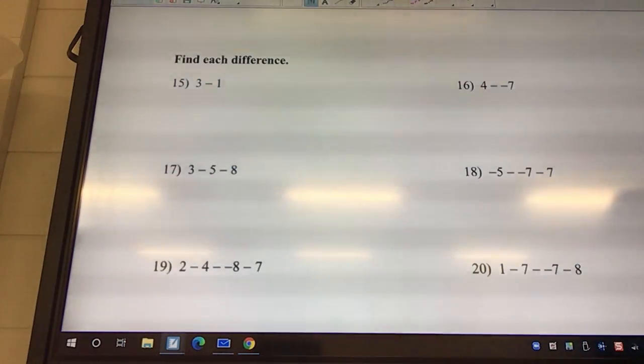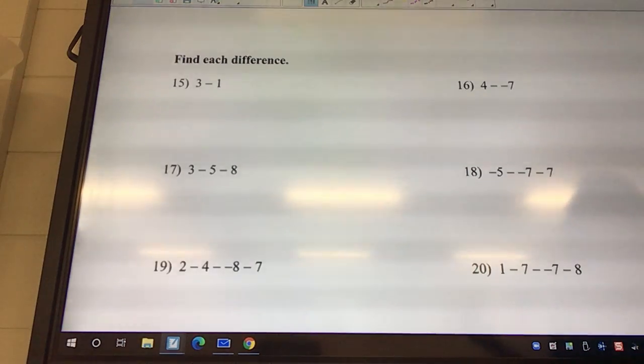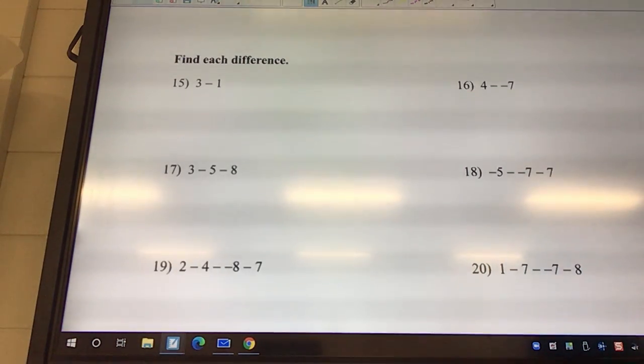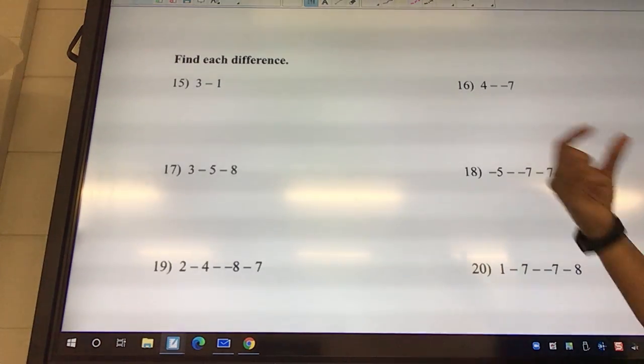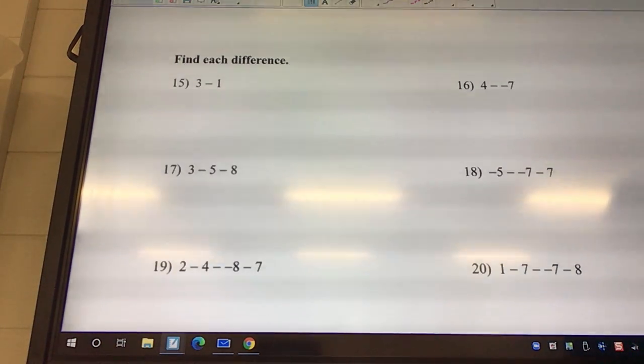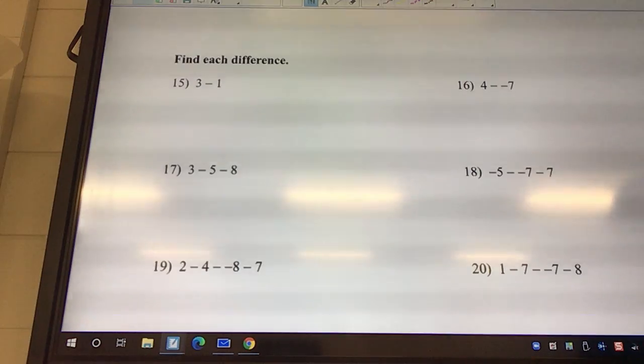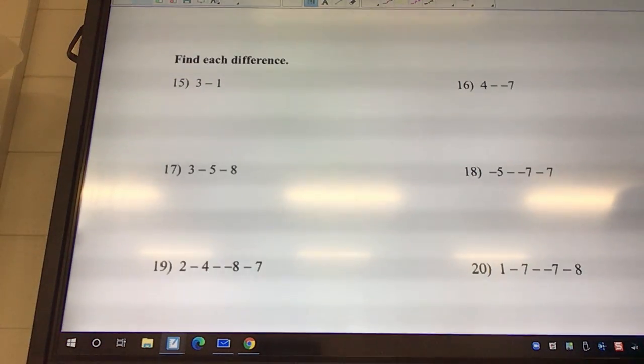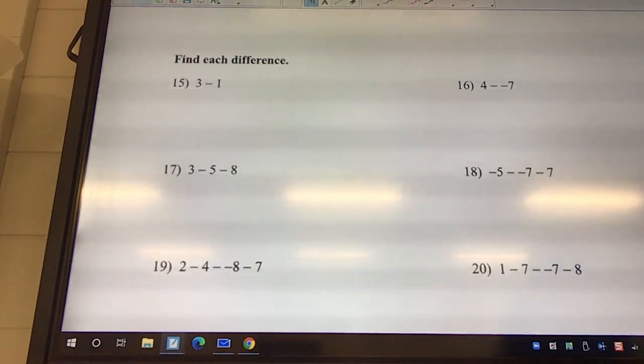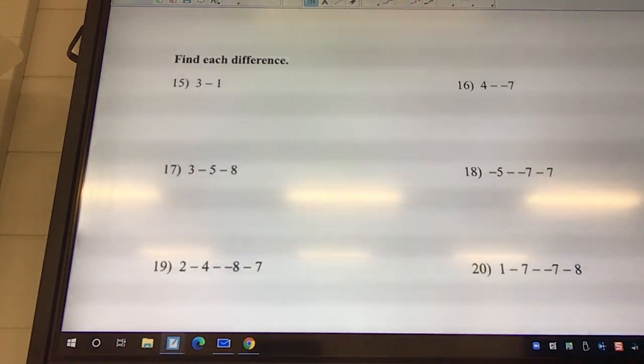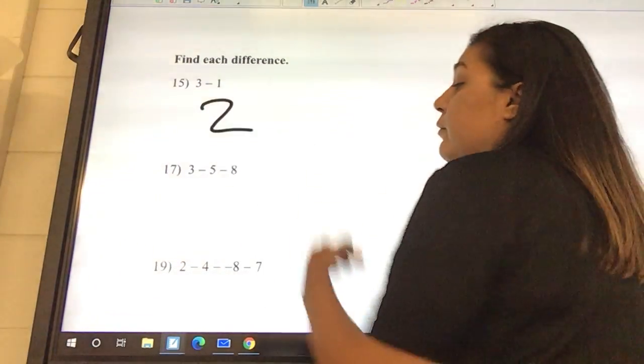Okay. The subtraction works the same, with the exception that you probably need to change some negatives first. You can look through here. Anywhere you see two negatives sitting right next to each other, you can change that into a what? Addition. So you could go through your whole paper right now and turn some to addition first if you want to, so you remember. But 3 minus 1 is definitely 2.